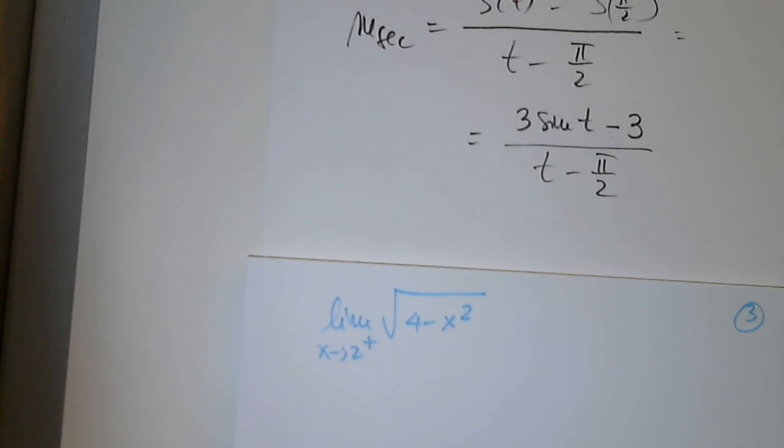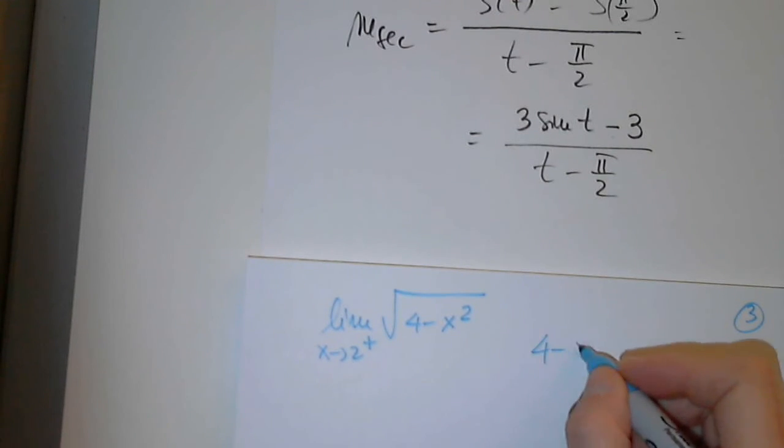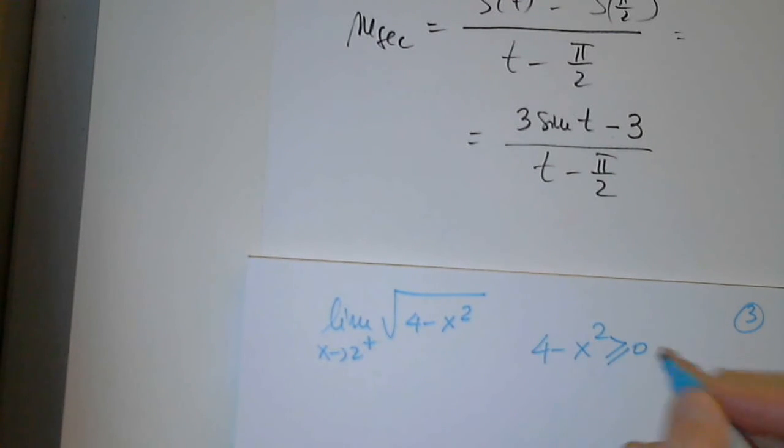X has to be greater than 0. I would say yes if the square root were taken from x. If the square root is not applied to x, the square root is applied to the whole expression. Oh, good. So then what do I have to write? 4 minus x squared has to be greater than 0. Of course. Excellent. So yes, that's the idea.